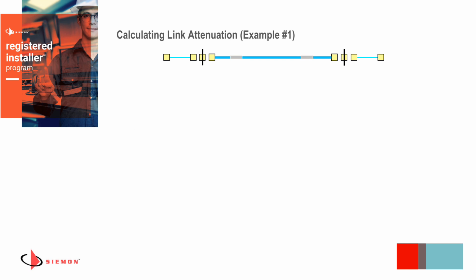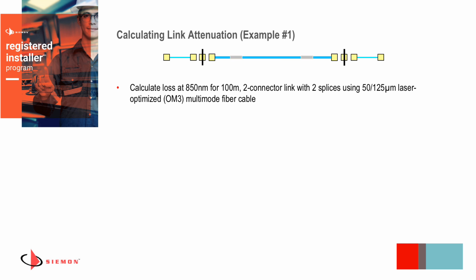So really the best way to explain this is to walk through an actual couple of examples. We'll start off with the simple one, which is calculating the link attenuation for 850 nanometers for a 100-meter 2-connector link with 2 splices using 50/125 micron laser optimized OM3 multimode fiber cable.